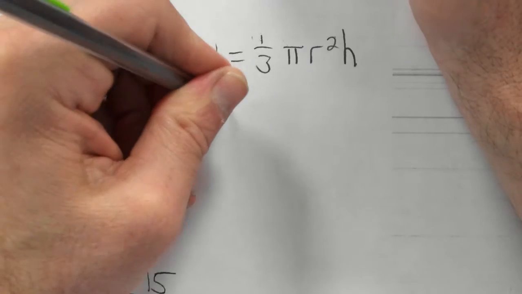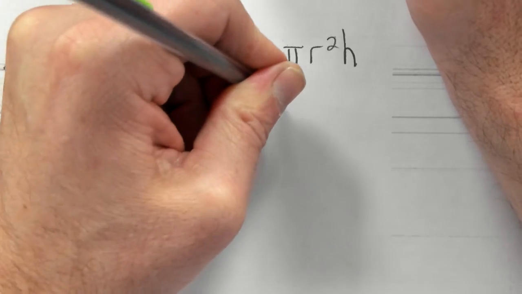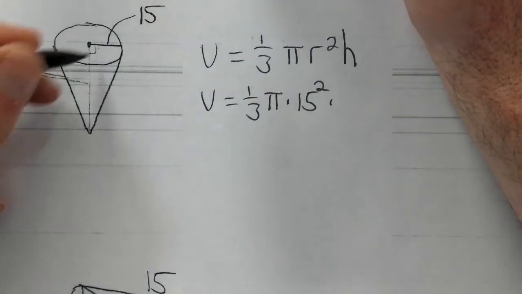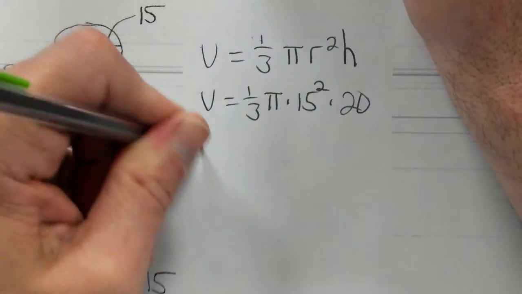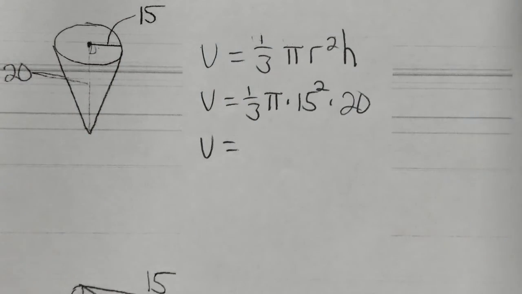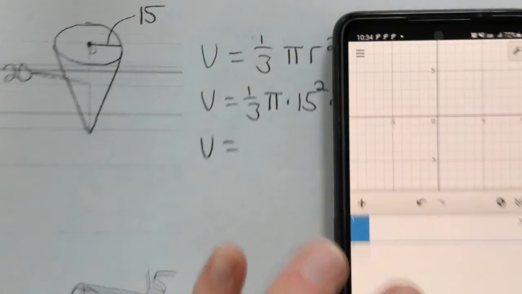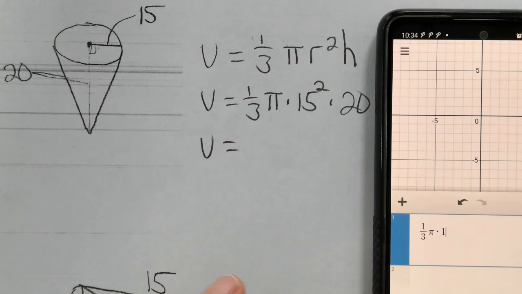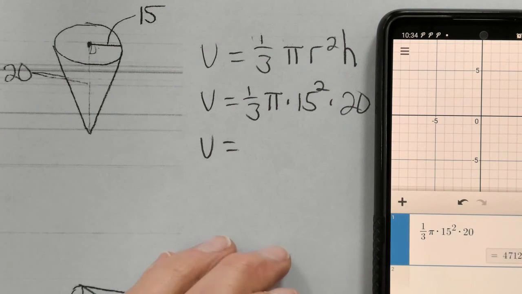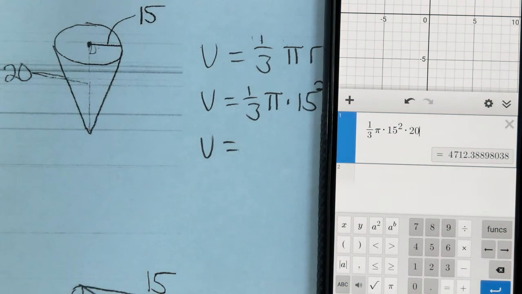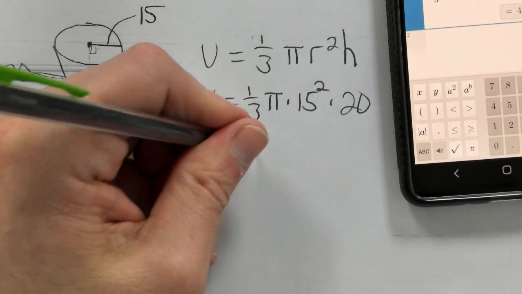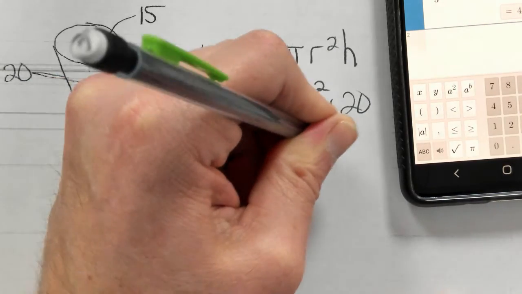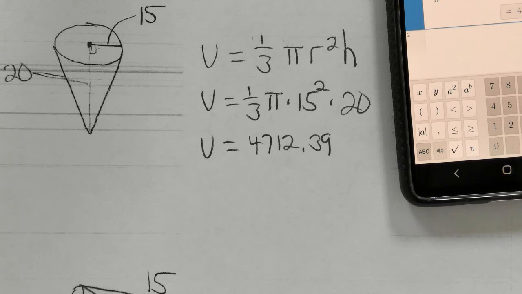Let's see what we can plug in here. 1/3 pi times radius, 15. Height of the cone, 20. And we're already ready for the calculator. So 1/3 pi times 15 squared times 20. And so we get our answer, 4712.39.